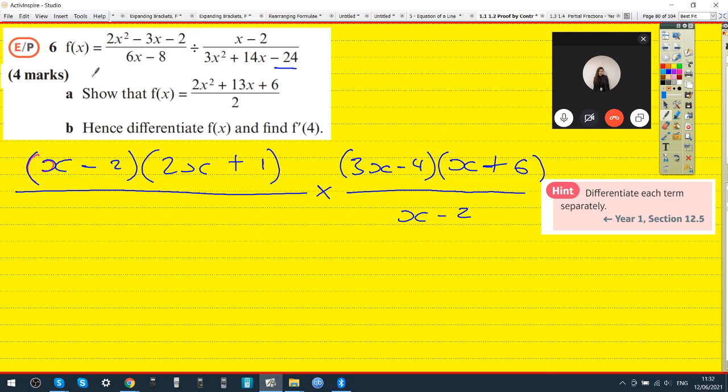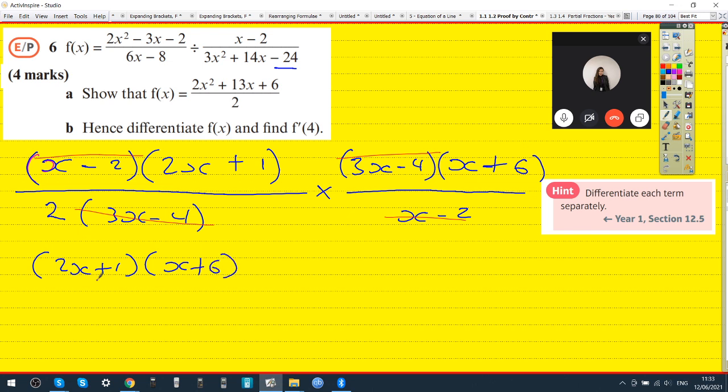Factorize bottom left. What do you get? You get 2 on the outside, brackets 3x minus 4. That's it. And then the 3x minus 4 cancels out, the x minus 2 cancels out. Yeah, well done. You'll be alright. It's just a pretty terrible question, 2x plus 1 over 2. Because in part B, they want you to then expand it. I'm not doing that.